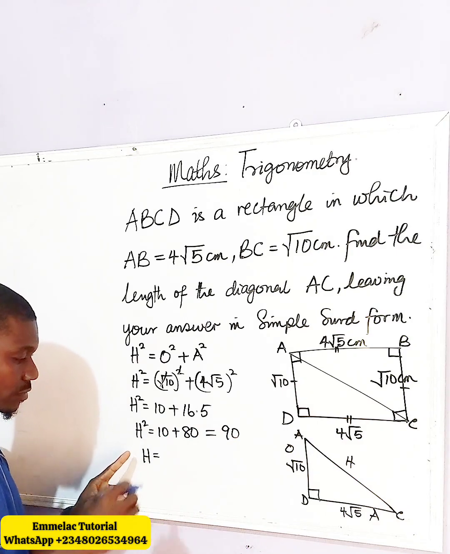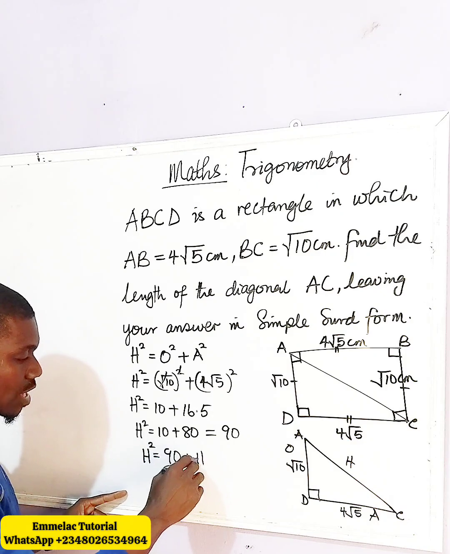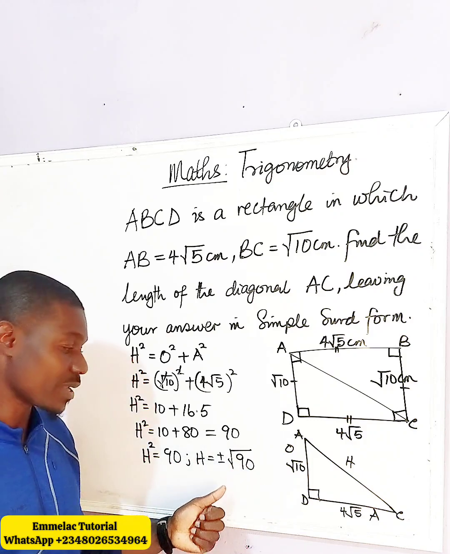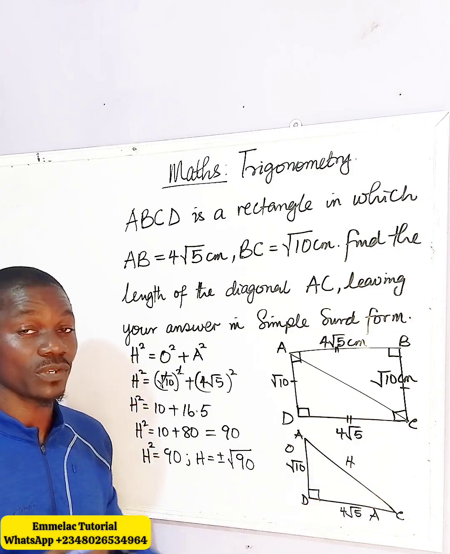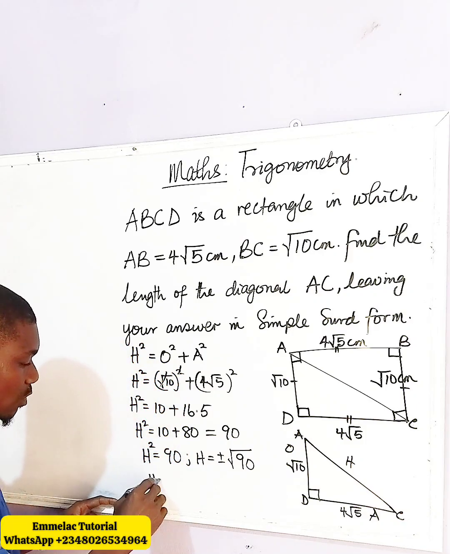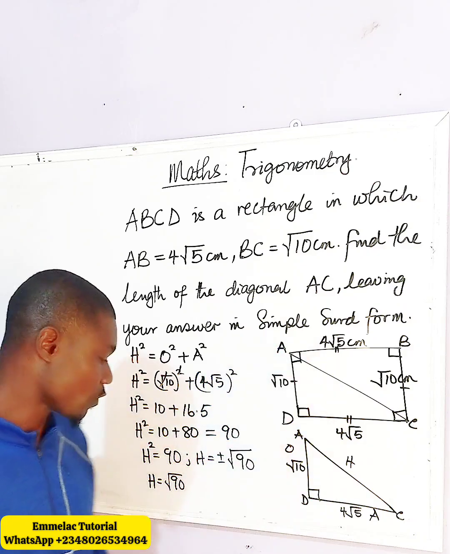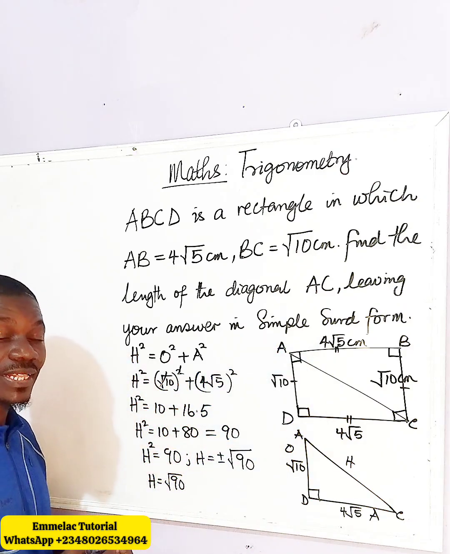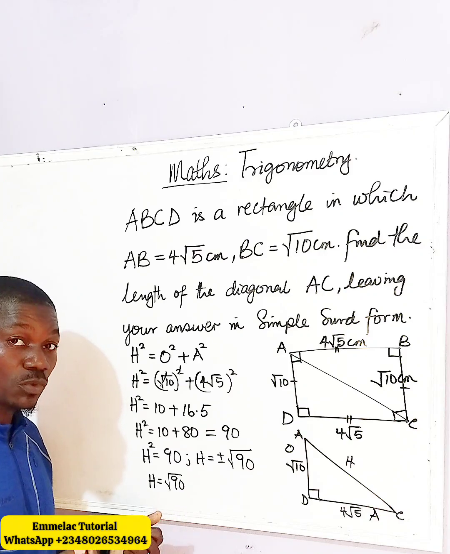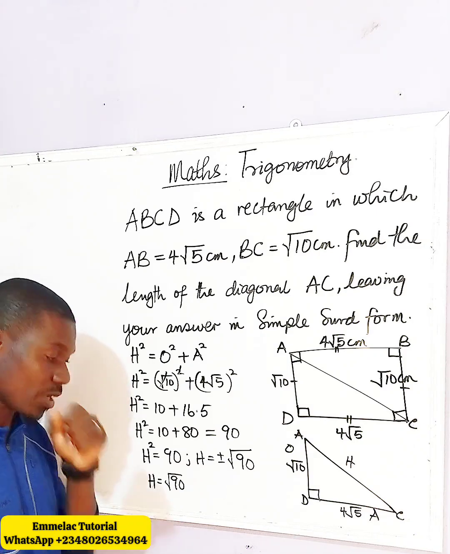So at this point, h squared equals 90. Now we have to take the square root of both sides. So at this point, our h will be plus or minus the square root of 90. But because a negative sign is not valid for the side of any shape, the negative sign is off. So our h here will now be the square root of 90. But the question says in simple surd form. So what we need to do now is to simplify root 90. So the question we ask ourselves is, what are the two numbers which when you multiply you get 90, but one of them must be a perfect square number.